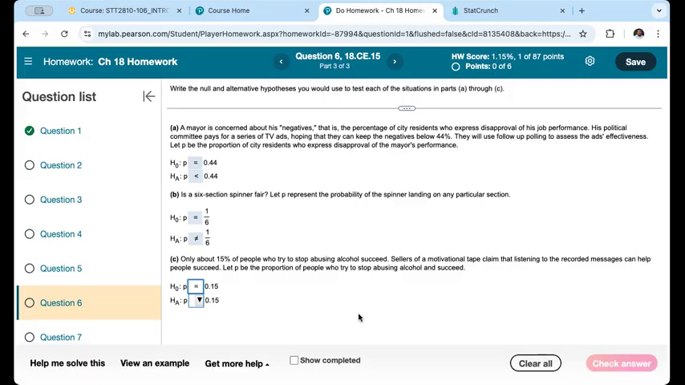So when you read this problem, it says that only about 15% of people who try to stop abusing alcohol succeed. Okay? And then sellers of a motivational tip claim that listening to the recorded messages can help people succeed. So it says let P be the proportion of people who try to stop abusing alcohol and succeed. So the sellers are saying that if you listen to their motivational tape or whatever it is, you are going to have more than 15% of people succeed. Okay? Right? So here is going to be what? Greater than.